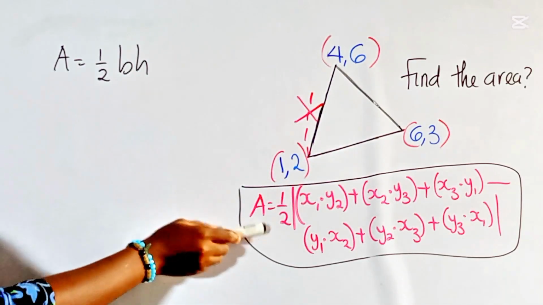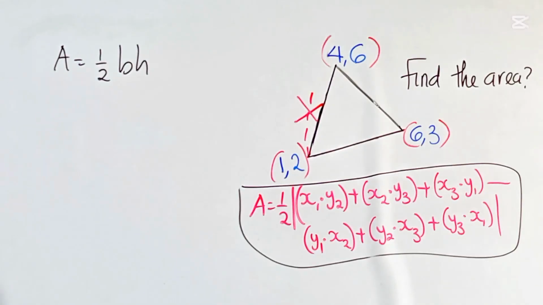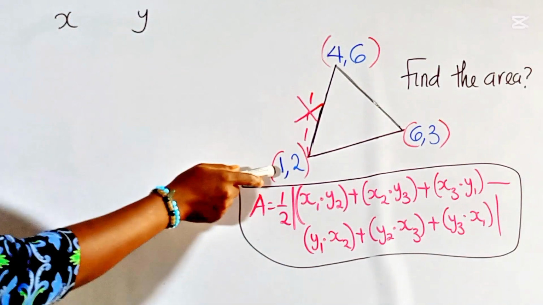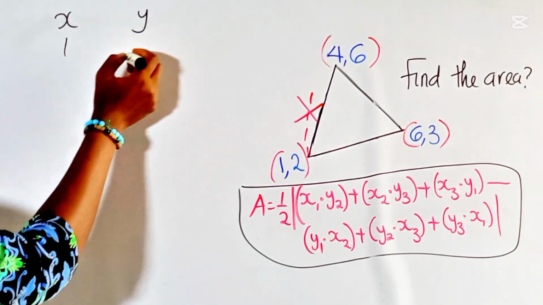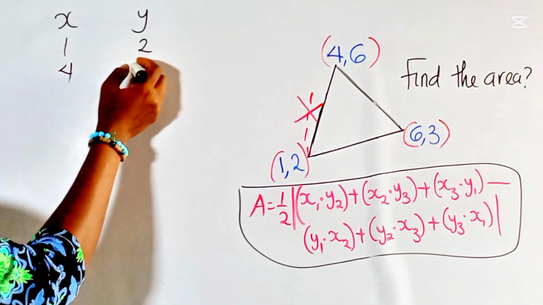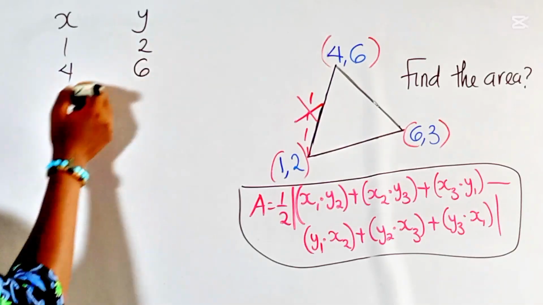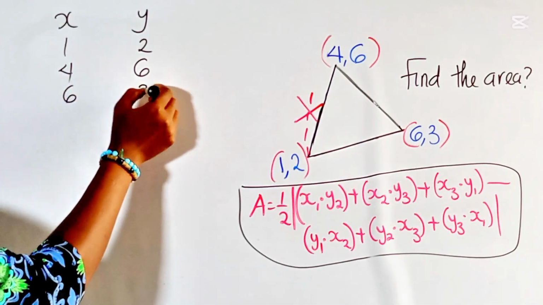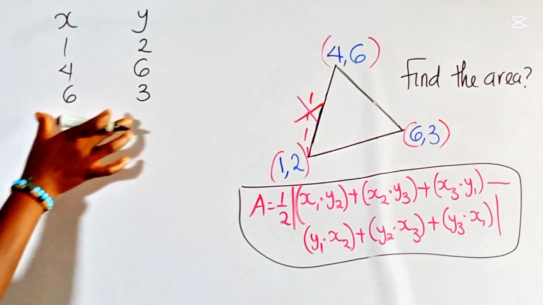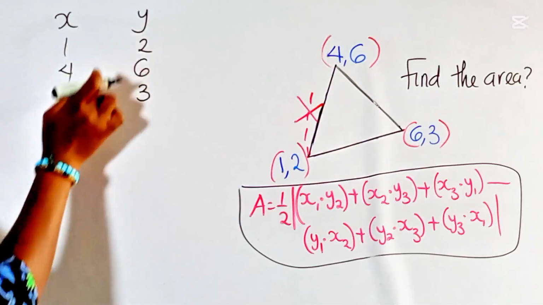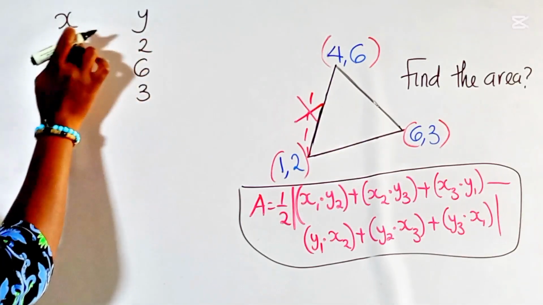So for us to use this formula, this is what we are going to do. Have our x and y coordinates. So x1 is 1 and y1 is 2. x2 is 4 and y2 is 6. And we have x3 to be 6 and y3 to be 3. In drawing this table, you must close this table with the first points.